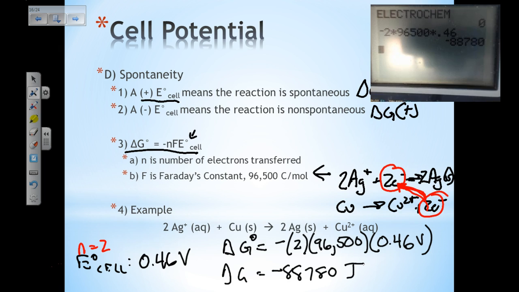So to get this in more standard terms that we understand, we move the decimal place over 1, 2, 3, and that's going to be equal to negative 88.8 kilojoules. Okay? So that's how you relate this to delta G, just using this pretty straightforward formula, and life is good.